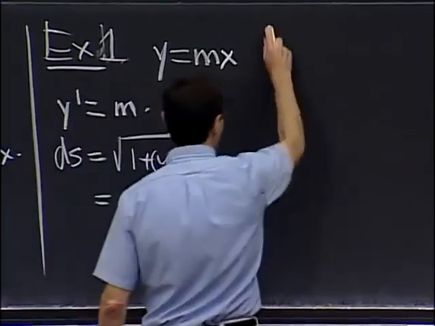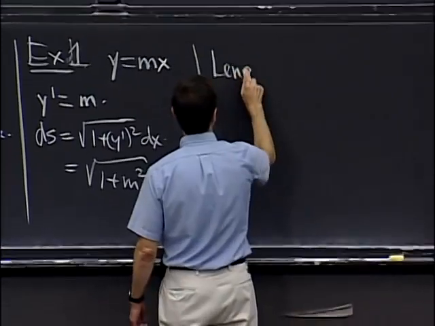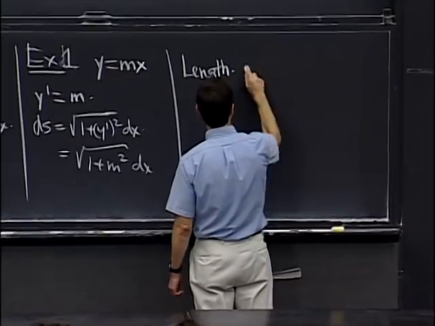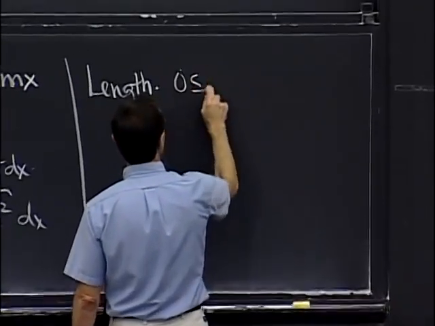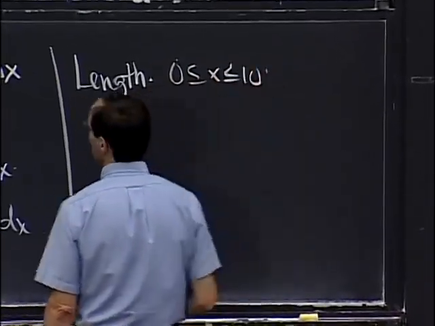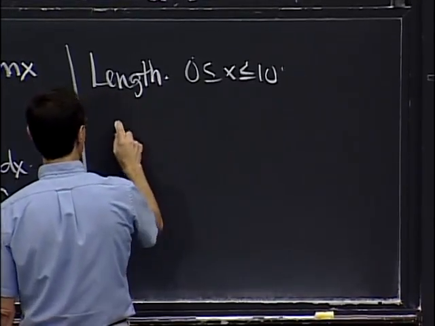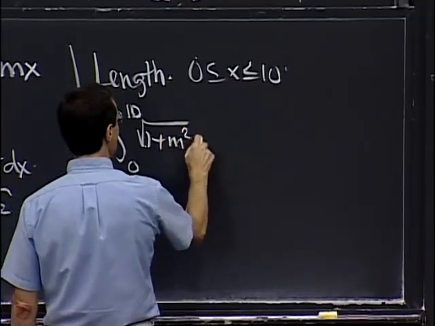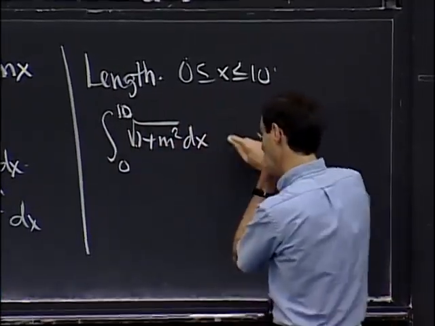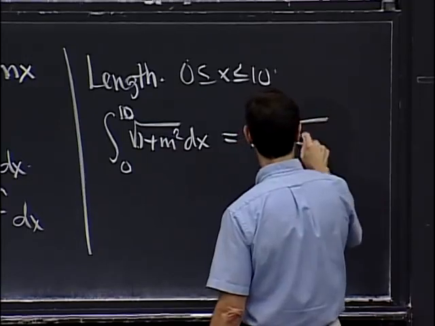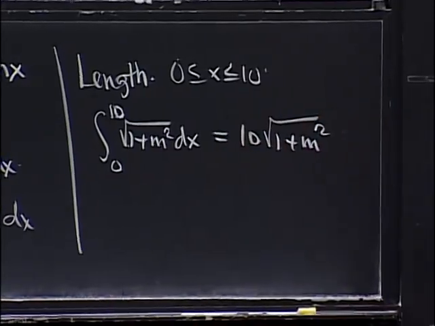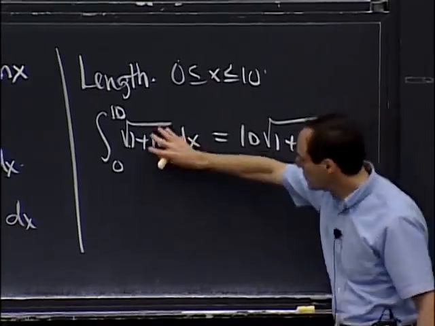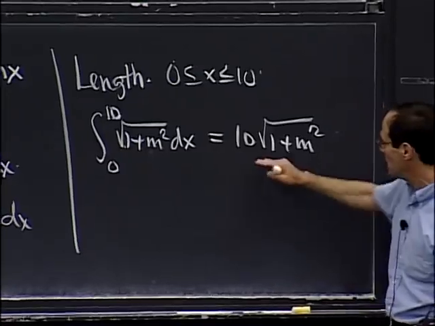And now the length, say if we go from, let's say, 0 to 10, of the graph is going to be the integral from 0 to 10 of the square root of 1 plus m squared dx, which of course is just 10 square root of 1 plus m squared. Not very surprising, right? This is a constant. It just factors out, and the integral from 0 to 10 of dx is 10.